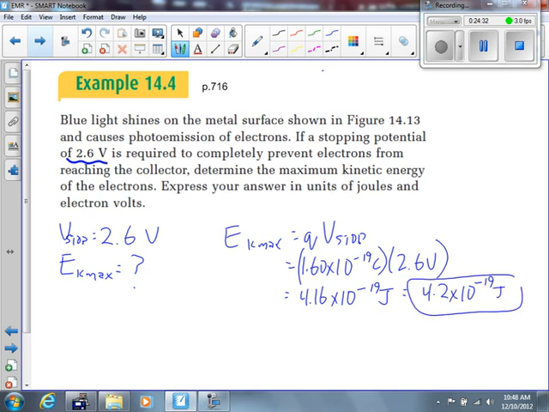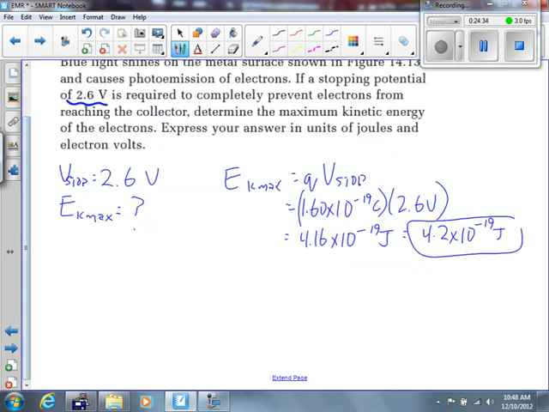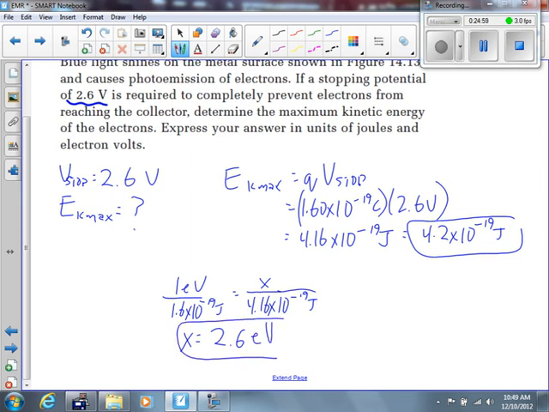Then we're going to convert it to electron volts. We're going to say 1 electron volt over 1.6 times 10 to the minus 19 joules equals X electron volts over 4.16 times 10 to the minus 19 joules. Now, I'm going to do some lightning fast math in my head, and I'm going to say that the number of electron volts is 2.6. Is that right? Oh, is that ever quick or what?